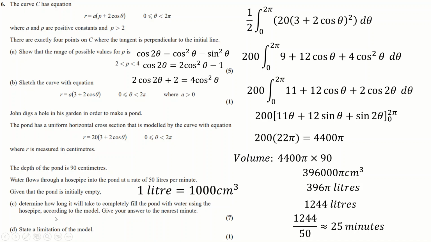State limitation of the model, you can always just write, what if this doesn't actually express the size of the pond very well? You can basically just always write that and get the marks. In this particular case, you could have also said something about the fact that the depth might not be 90 all the way across. Sometimes it might be deeper in some places slightly, and not in others. I mean, there's lots of things you could say here, aren't there? Maybe this as well. You could talk about how the rate might not actually be constant, 50 litres per minute all the time, maybe. I don't know.